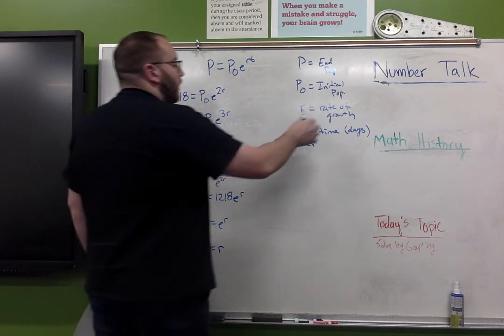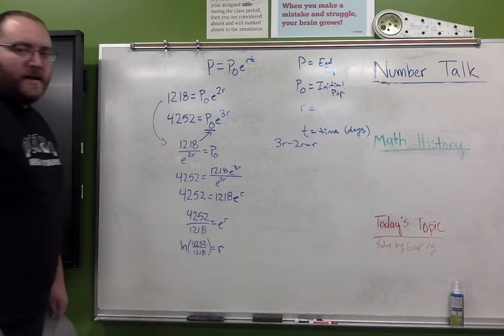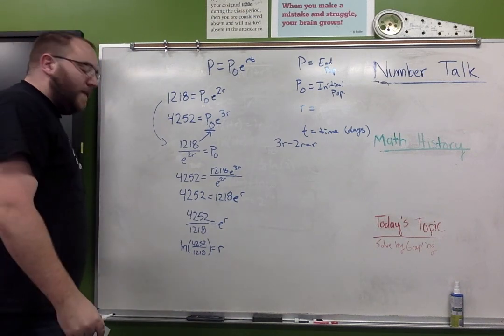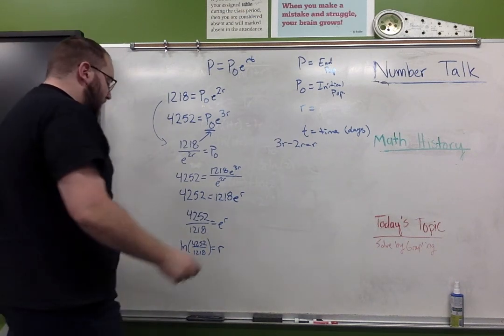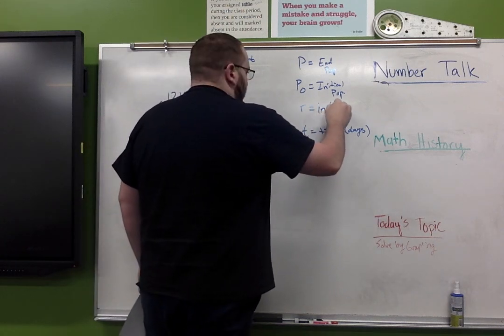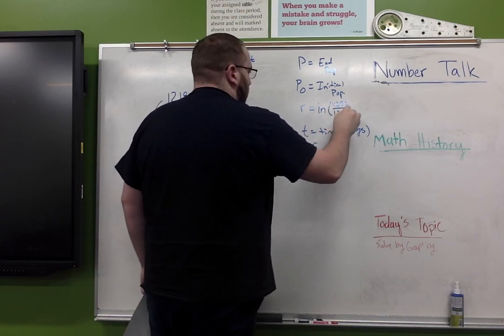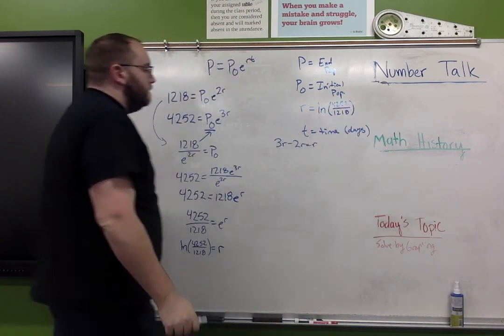Okay, so we know r now. Now I'm not going to use a decimal yet, because if I use a decimal, I'll get a different answer. So this is the natural log of 4252 over 1218.